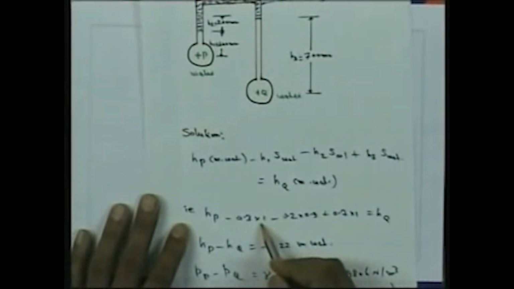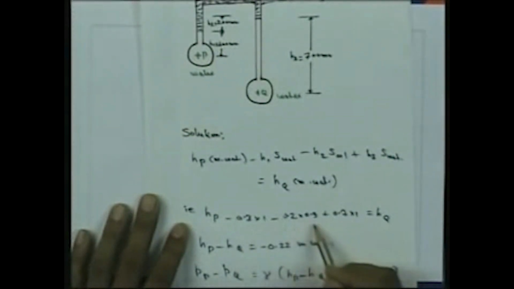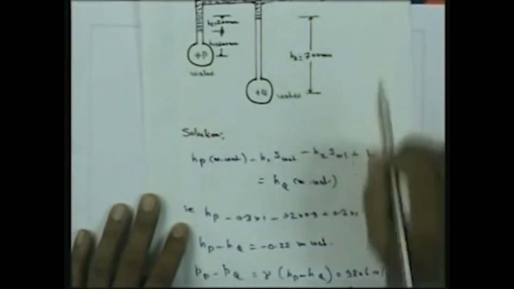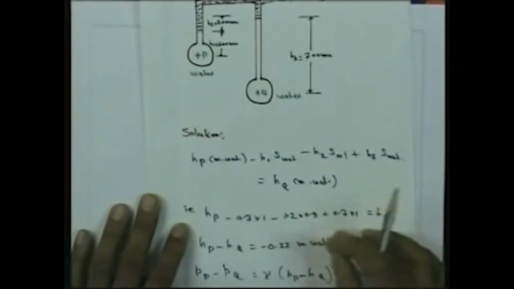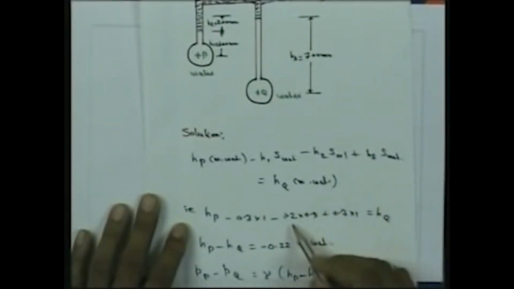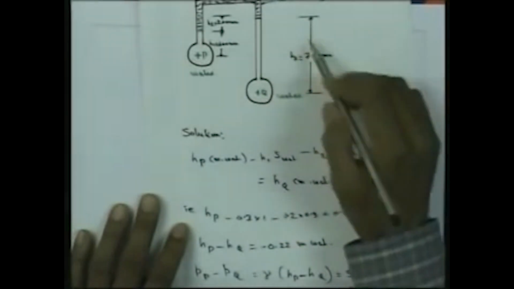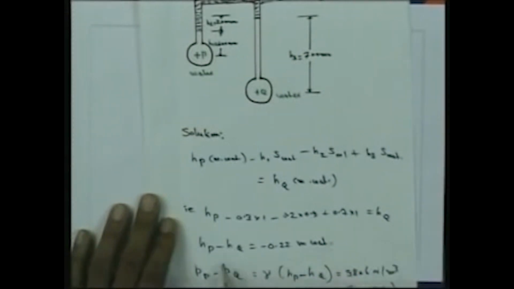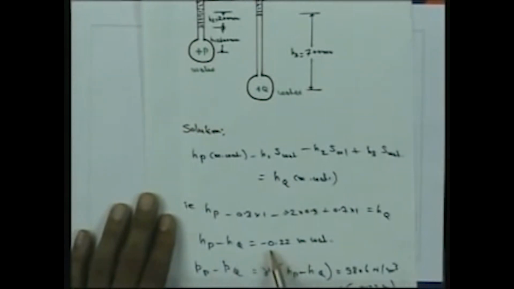Now using this equation we can write HP minus 0.3 into 1, the specific weight of water, minus 0.2 into 0.9, the specific weight of the oil being 0.9 times that of water, plus, since H3 is water, 0.7 into 1, that gives HQ. So the pressure difference between P and Q, HP minus HQ, is equal to minus 0.22 meter of water.